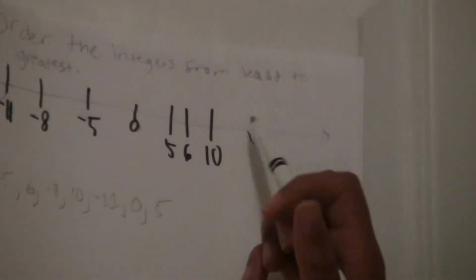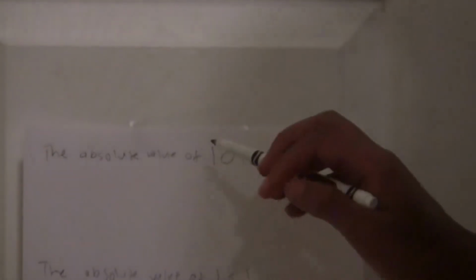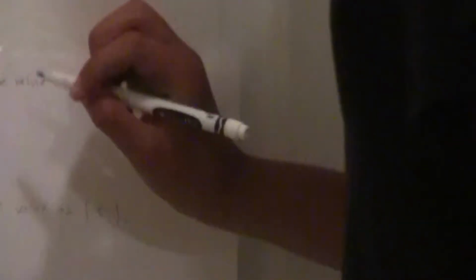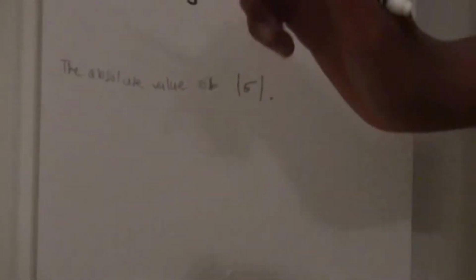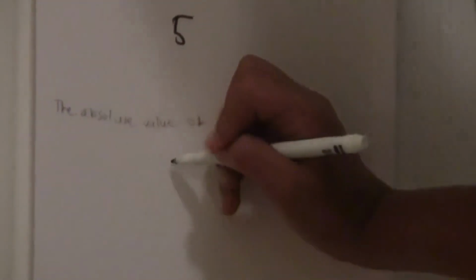Sorry about that. So, this says the absolute value of 0. Absolute value means the distance from 0. So since 0 is neither negative nor positive, the absolute value is 0. The absolute value of -5. It's asking for the absolute value, meaning the distance. So that's 5. The absolute value of +5. It's not asking for the opposite, so it's +5.